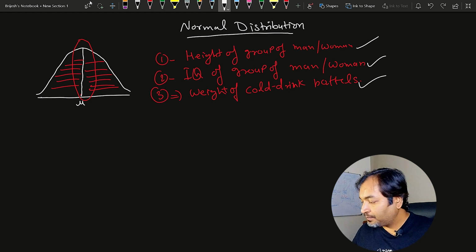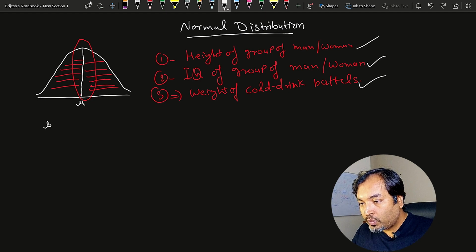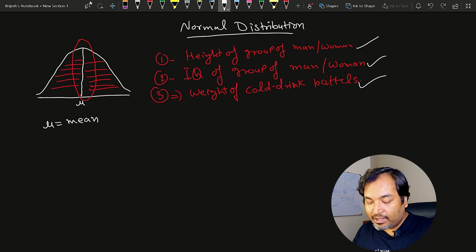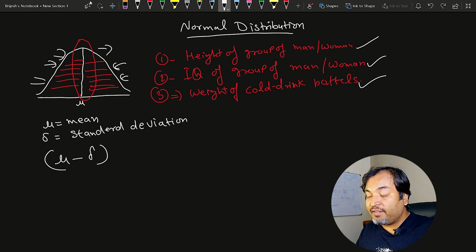So for example, we will denote mu as the mean and eta as the standard deviation. So the probability of a value lying between this mu and the standard deviation, all the probability values lie between these mu's and standard deviations.